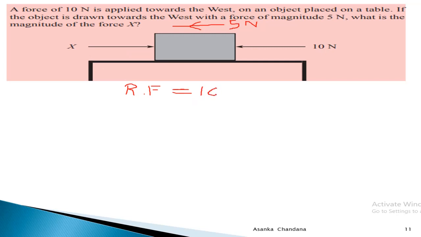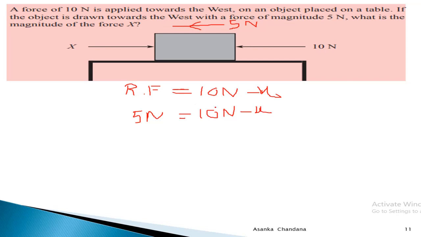10 Newton minus x. Right, the resultant force we have been given is 5 Newton. So 5 Newton is equal to 10 Newton minus x. Then what will happen?